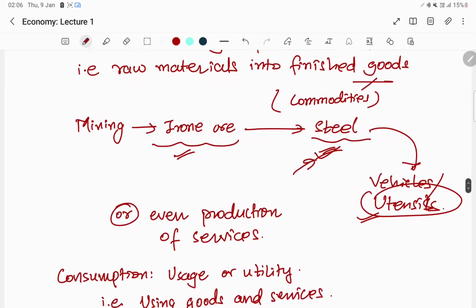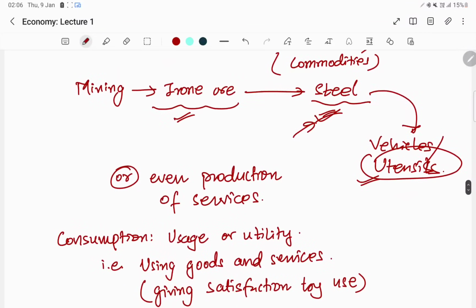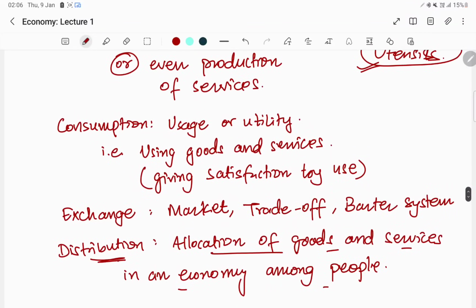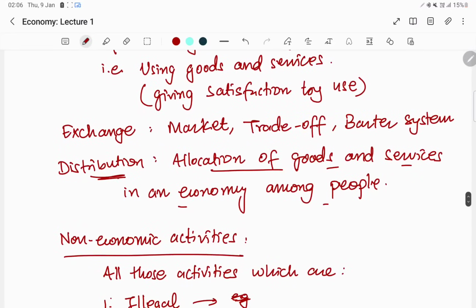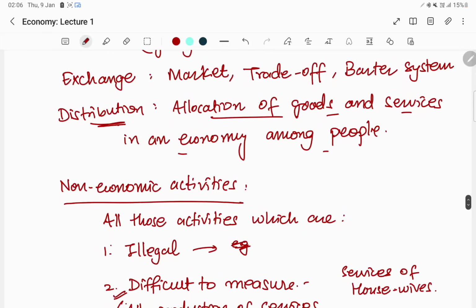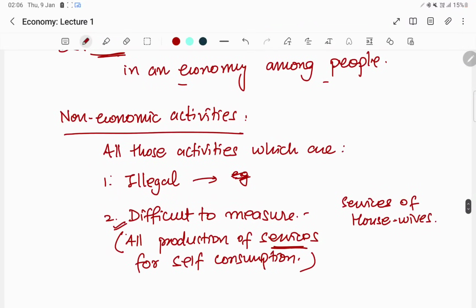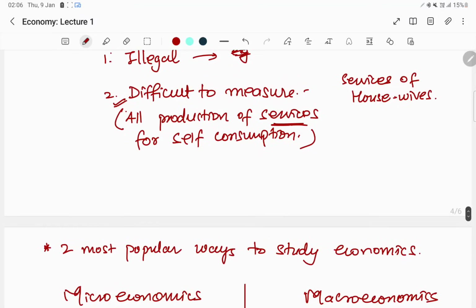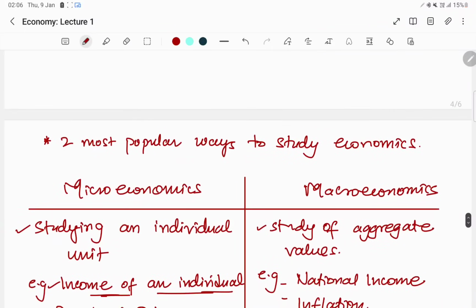So we talk about production, that is converting input into output. Then consumption, that is utility. We are getting some kind of satisfaction from goods and services. Then exchange happening through the market, a kind of trade-off, a kind of barter system. Then distribution, that is the allocation of goods and services to the people. Then non-economic activities are nothing but: number one, illegal, and number two, difficult to measure, or services for self-consumption.